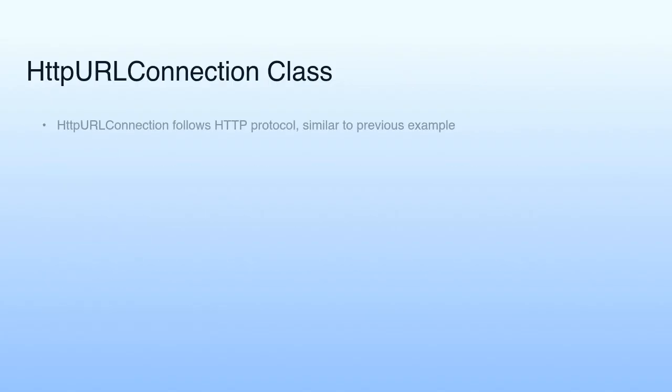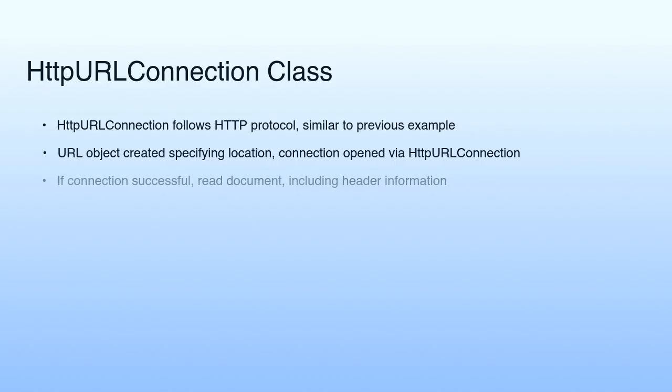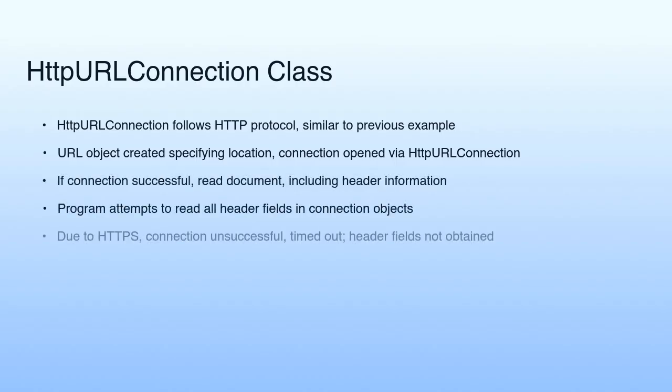Moving on, the HTTP URL connection class follows the HTTP protocol, allowing the creation of a URL object specifying a location, opening a connection via HTTP URL connection, and reading the document along with header information, provided the connection is successful.